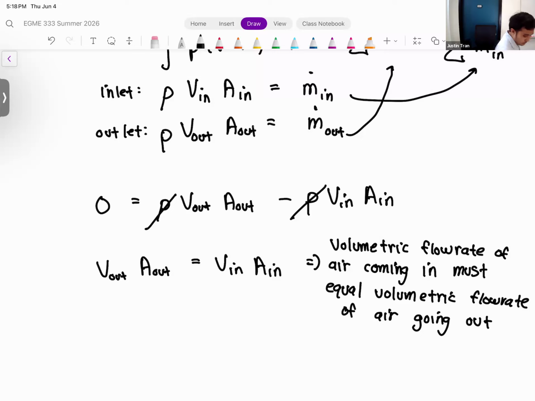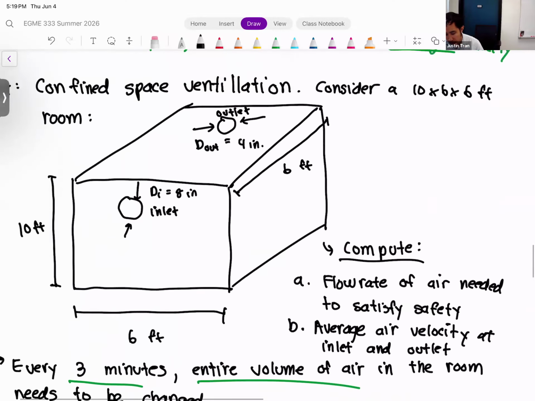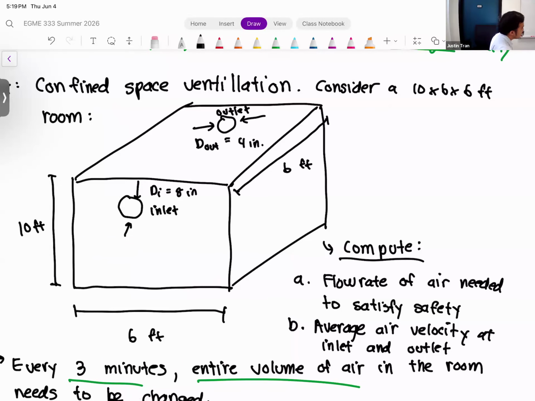Remember, the product of the velocity multiplied by the area is the volumetric flow rate. Question: earlier you said we had steady conditions. Can you remind me what was given to us in the problem? Good question. You'll see in the next problem an example of unsteady conditions, where maybe we're pumping more air in and air is accumulating inside the room, or depleting inside the room. If you don't see keywords like accumulation or buildup, then you can assume it's steady conditions.